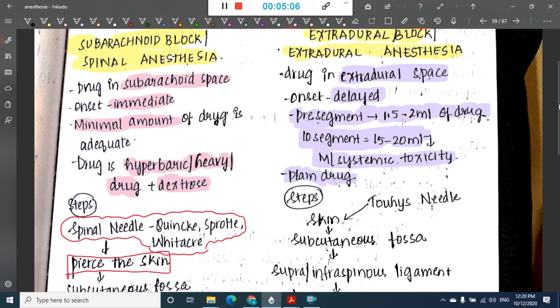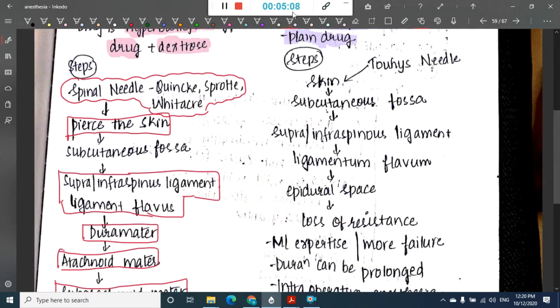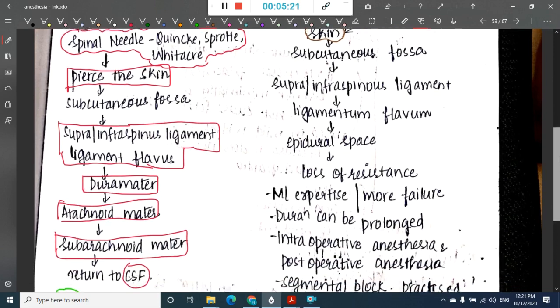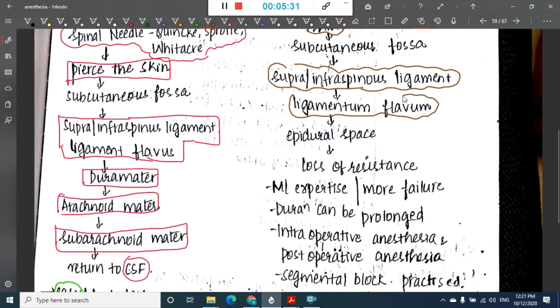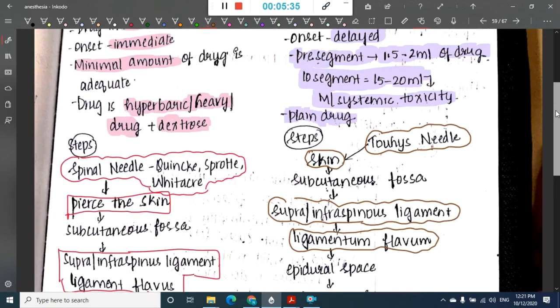If you see the steps of extradural anesthesia, first you will use a needle called the Tuohy needle, and through this Tuohy needle you will pierce the skin, then the subcutaneous tissue, then the supraspinous and interspinous ligament, then the ligamentum flavum, and enter the epidural space. Here you are not going into the dura mater; remember, you are not piercing the dura mater.